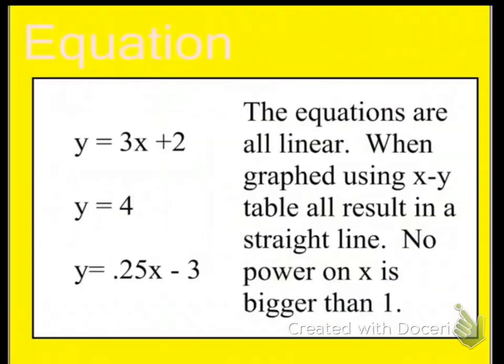Okay? So if we look at these examples of equations, we can see that they are all linear. And when we graph using an x and y table, it will result in a straight line. So we have this, which should look familiar, in the form y equals mx plus b. Y equals 4, which would end up being a horizontal line and would pass the vertical line test. And y equals 2/500ths x minus 3. All examples of linear equations.